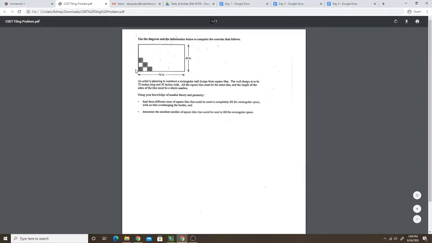All the square tiles must be the same size. So you can't use a 3x3 tile on one edge and then a 12x12 tile on the other edge, right? They have to be all the same size. And the length of the sides of the tiles must be a whole number, so you can't use a 6.25 inch tile, right? Then it says, using your knowledge of number theory and geometry, find 3 different sizes of square tiles that could be used to completely fill the rectangular space with no tiles overhanging the border. Okay?